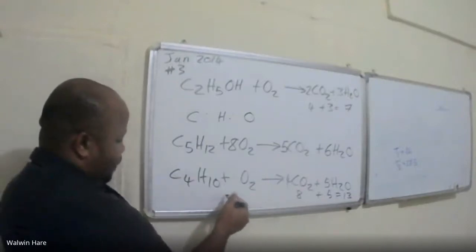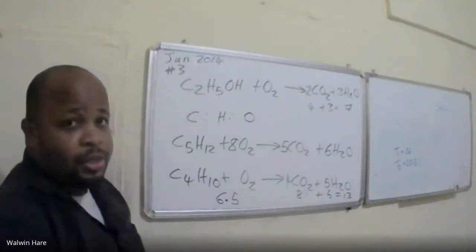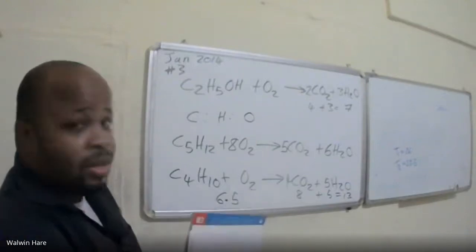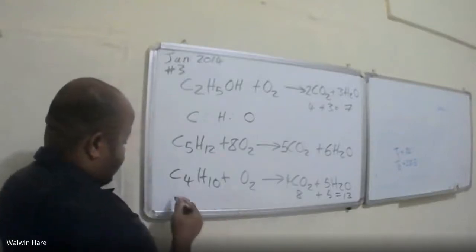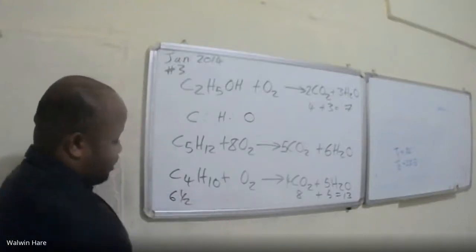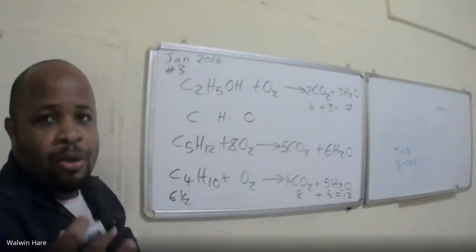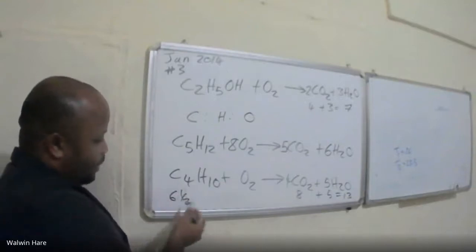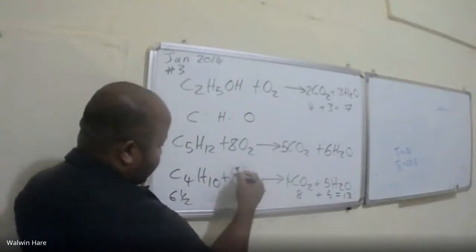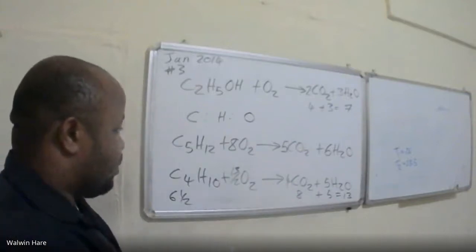But we cannot put 6.5 in the equation, so we use a fraction. We know that 6.5 times 2 is 13, but you can just use an improper fraction: 2 times 6 is 12, 12 and 1 is 13. So the improper fraction is 13 over 2.